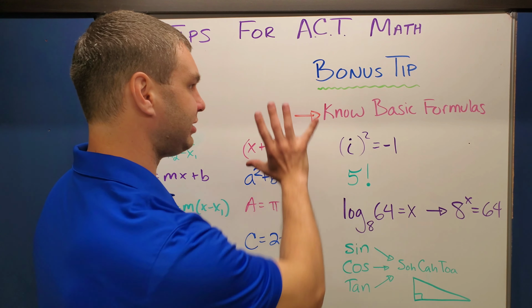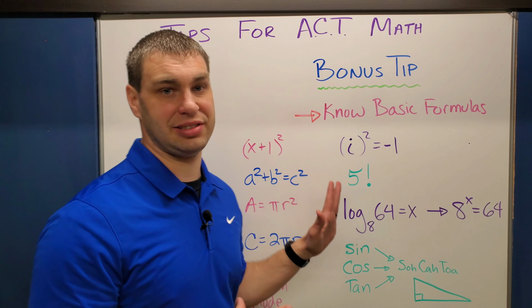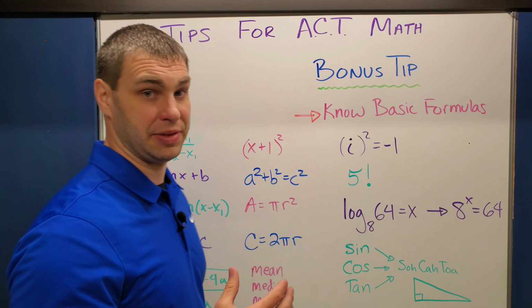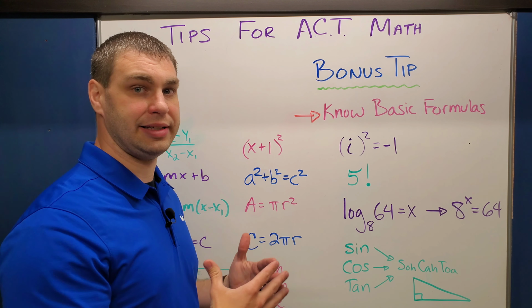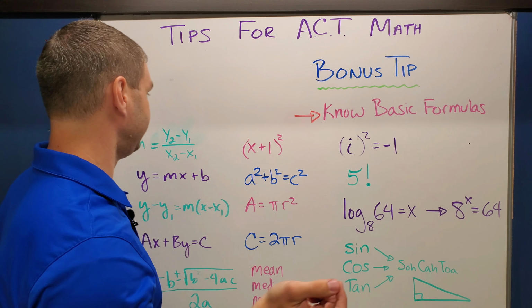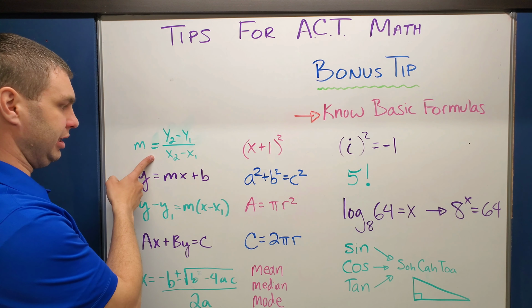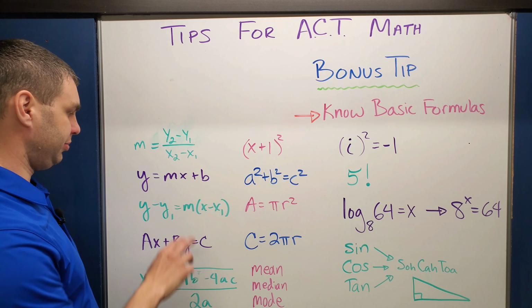But the last tip, the bonus tip here, is to know your basic formulas before you take the ACT. All right, so let me go through a few of these. I'm not going to go into detail. If you want to know more about these, it's going to be your responsibility to look that up on your own. All right, this is the slope formula, all right? Y2 minus Y1 over X2 minus X1.